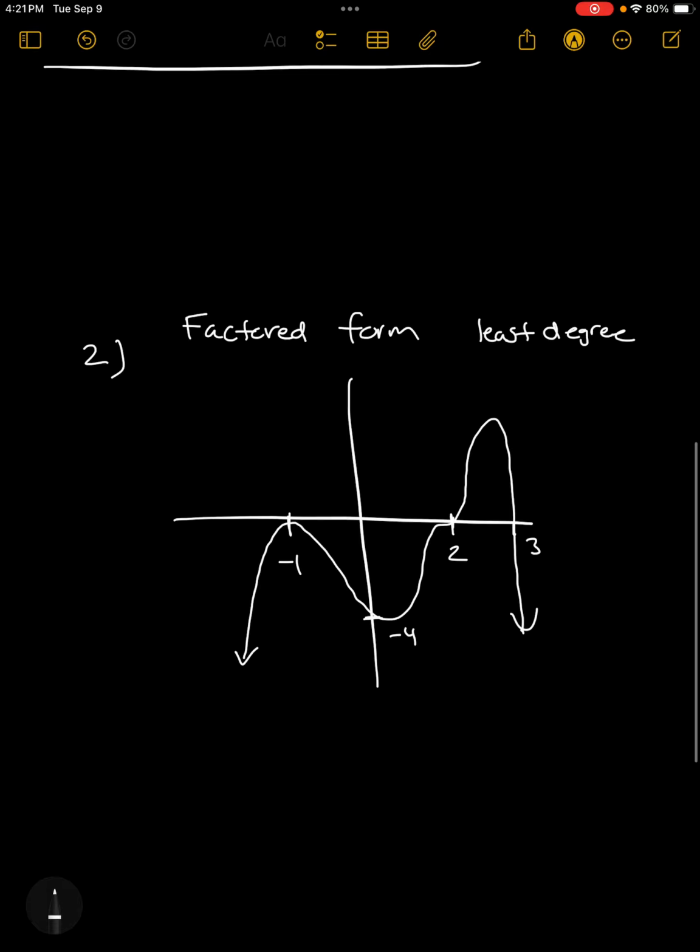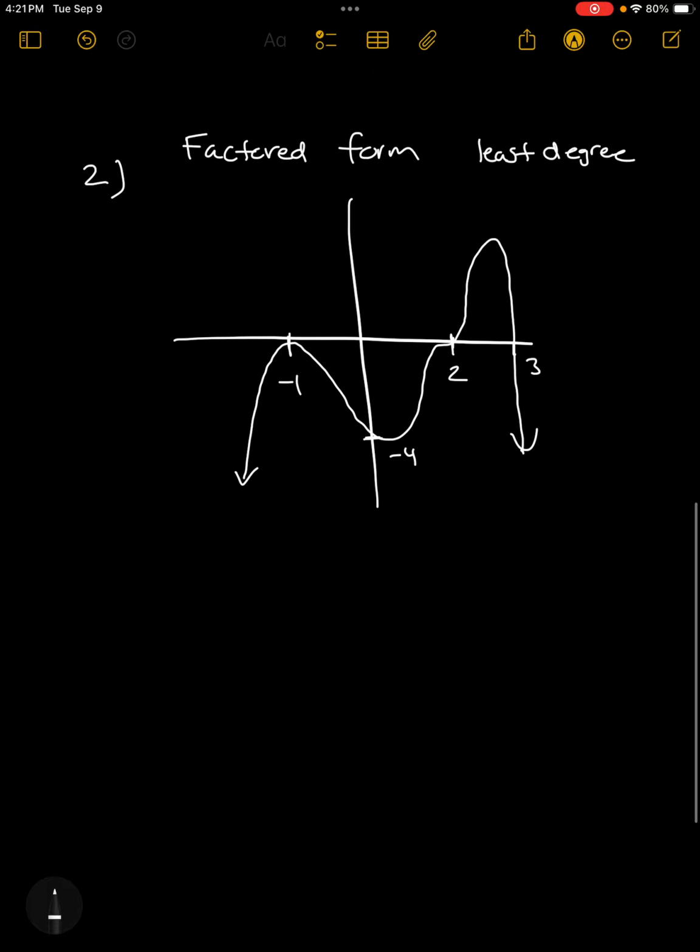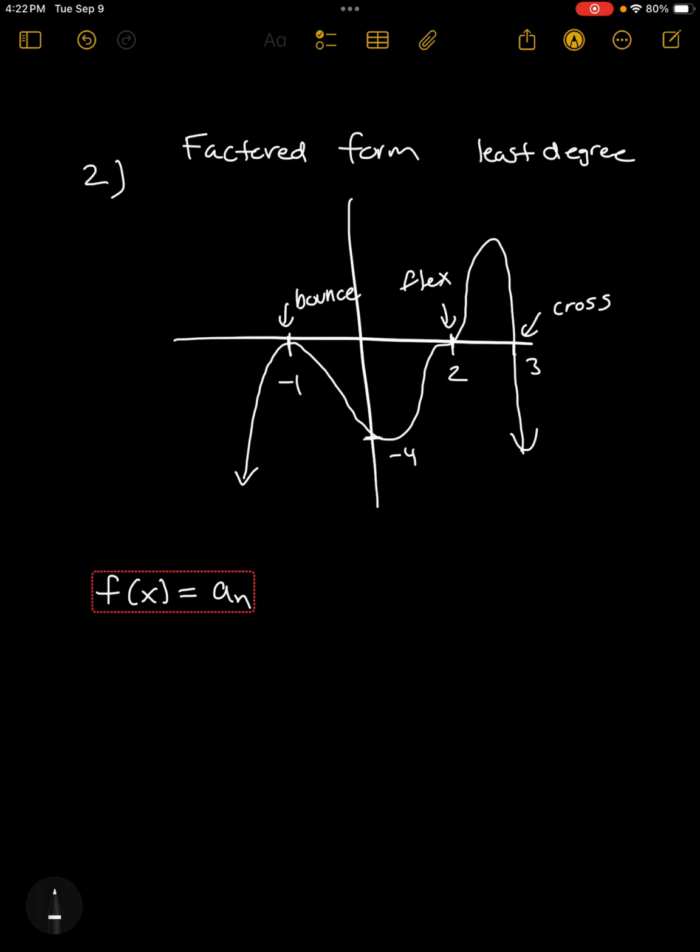It looks like it's bouncing, right, at x is equal to -1. This I would call a flex, okay? And then this guy right here I would probably call a cross. All right, so to start us off, I'm going to write f of x is equal to a sub n. So nowhere in this problem does it say the leading coefficient is 1, so you can't assume that it's 1. You just have to write a sub n. And then write x, subtract my first 0, so subtract -1.